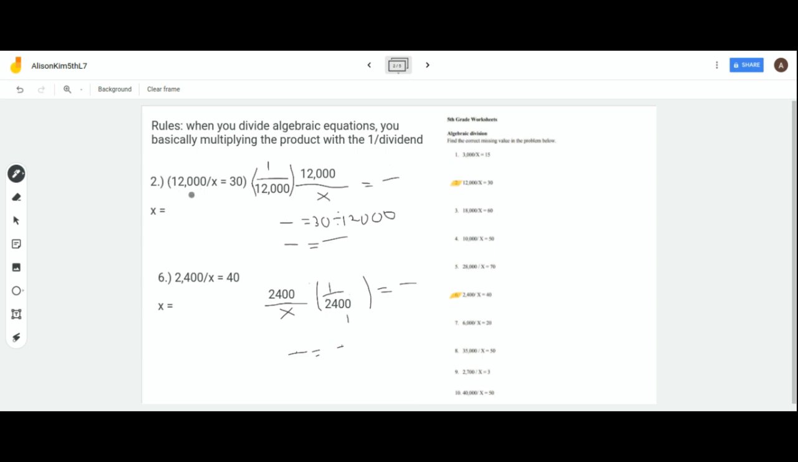Number 2 gives us 12,000 over x equals 30. And 12,000 over x, or 12,000 slash x, is the same thing as division. So we want x to be alone, right? The only way to get x alone is by getting rid of 12,000, and the only way to do that is dividing this expression right here by 12,000 itself. And dividing by 12,000 is the same thing as multiplying by 1 over 12,000.